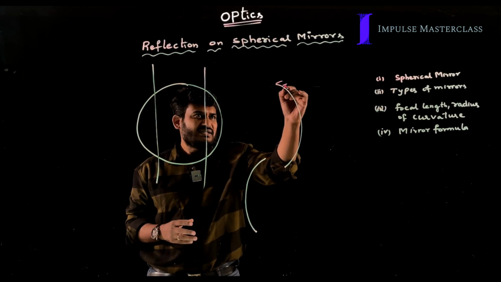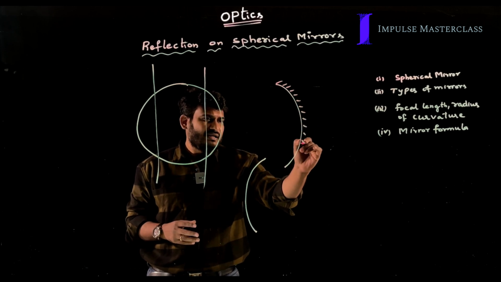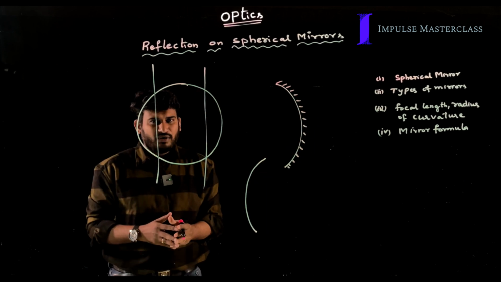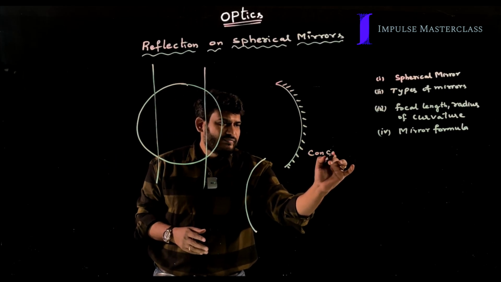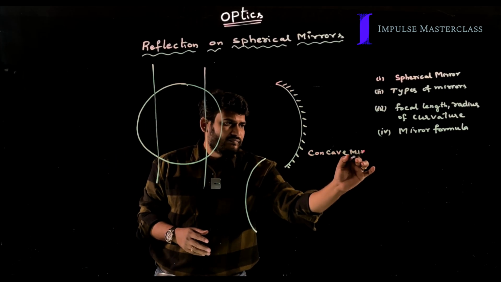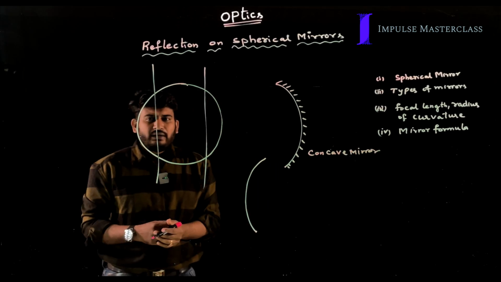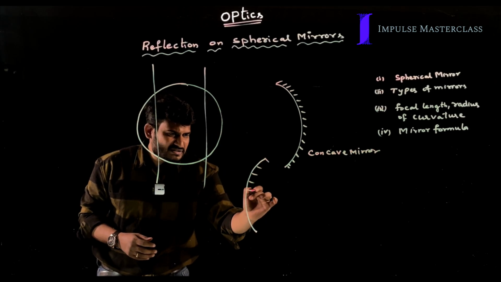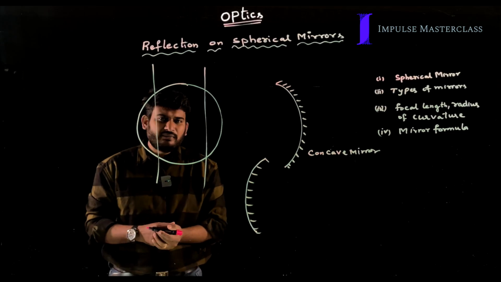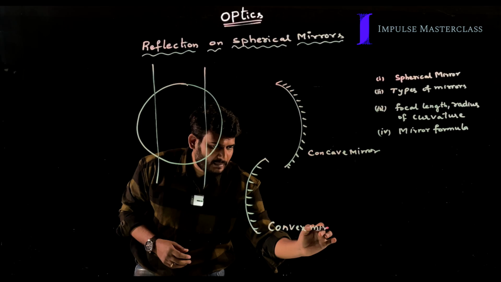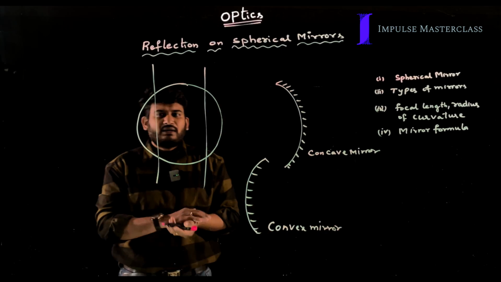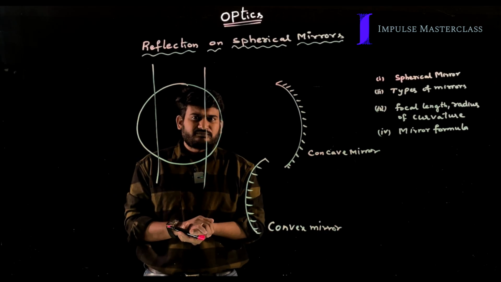This one is called the outer surface. If the outer surface is polished, that is called a concave mirror. In case the inner surface of the curved surface is silver polished, that is called a convex mirror. What is silver polishing?